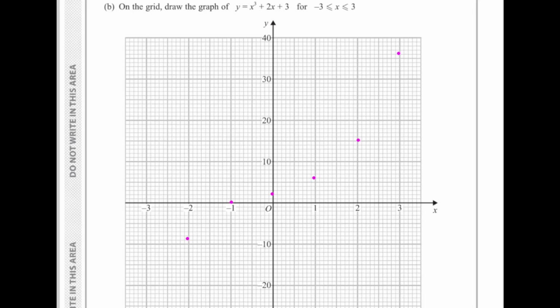Now let's draw the curve. When drawing, you have to make it as smooth as possible. Don't just draw it using straight lines. You have to make it much smoother, like a wave. It is a curve, not something with straight lines. Something like this.